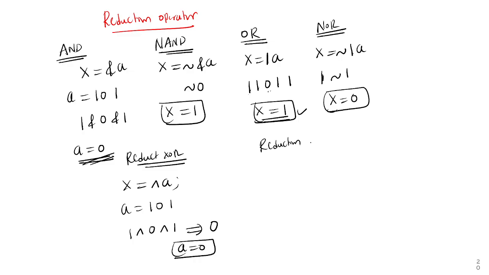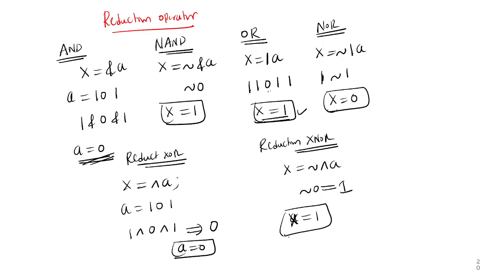Reduction XNOR means x equal to XNOR of a. Anyway you got the XOR result, which is 0, so the complement of 0 is 1, so x equal to 1 you get. NOT of 0 is 1, so the complement gives you 1. Okay, this is about the reduction operator.